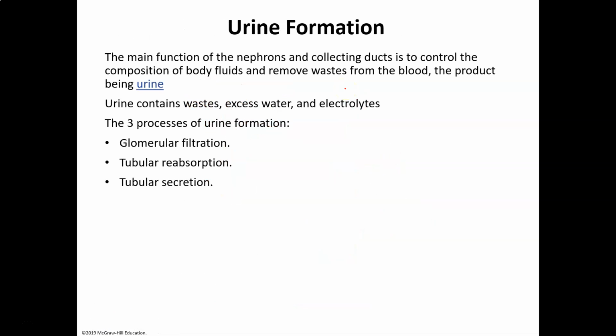All right, let's get to urine formation. There's 3 steps in urine formation. First off, there is glomerular filtration. The result of glomerular filtration is blood coming through the afferent arteriole, going into the glomerulus, and then you get a filtrate. That is called a glomerular filtrate.